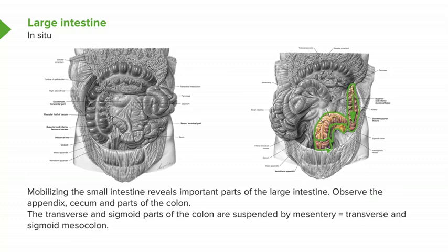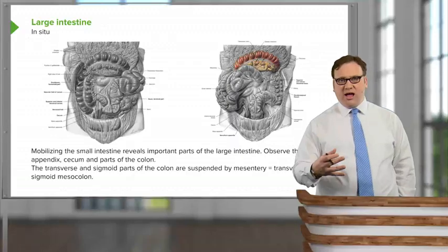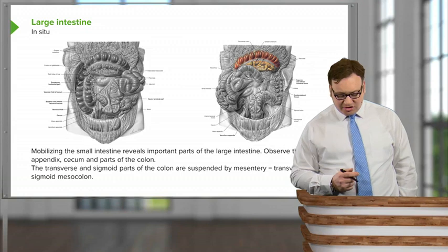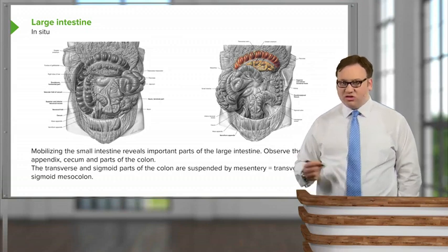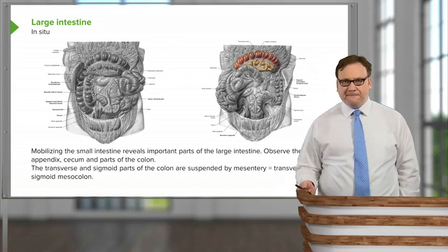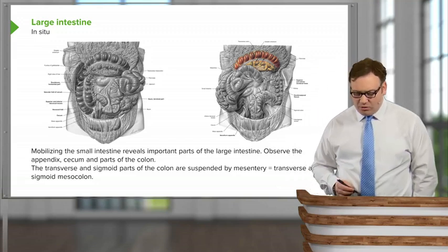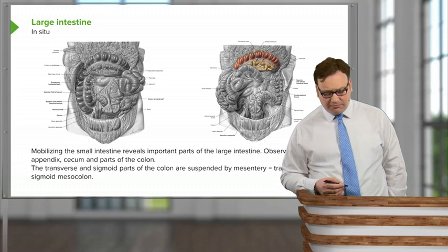Another part of the colon also has a mesentery attached to it, and that is the transverse colon here. And this membranous shelf, which we can see here when the transverse colon is elevated, is the transverse mesocolon. And these are the two parts of the large intestine that have a mesentery attached to them, the transverse colon and the transverse mesocolon, and the sigmoid colon and the sigmoid mesocolon. These give these regions greater mobility.